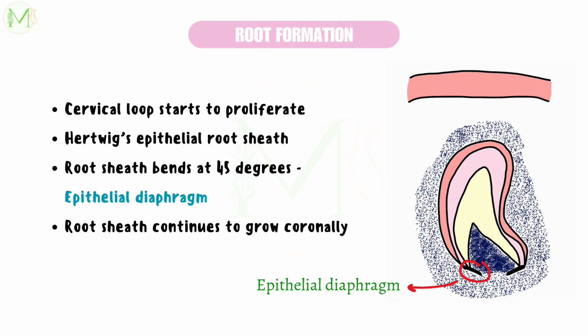So this forms Hertwig's epithelial root sheath. The root sheath bends at 45 degrees, forming the epithelial diaphragm. Now the root sheath continues to grow coronally, which means the tip of the root sheath doesn't grow. The part which is coronal to the tip of the root sheath starts to proliferate, and thereby the root is formed.